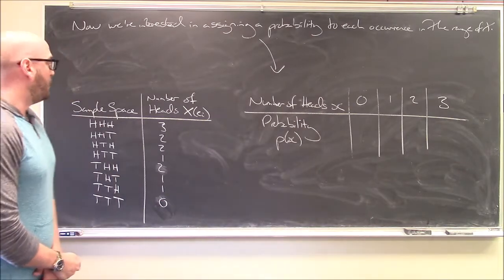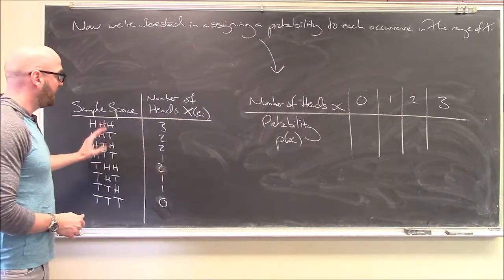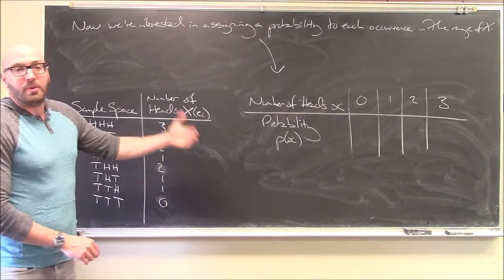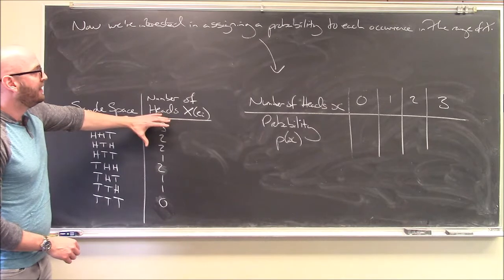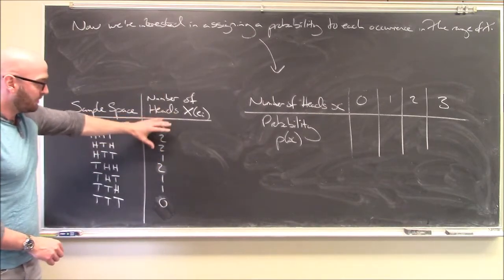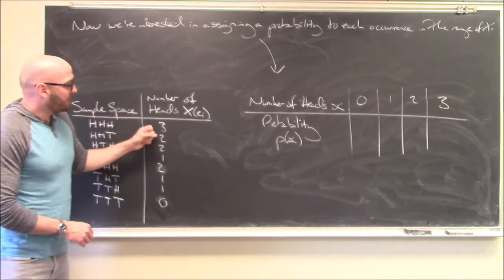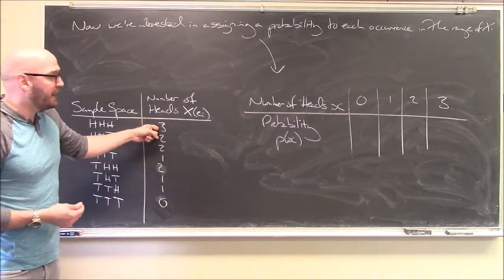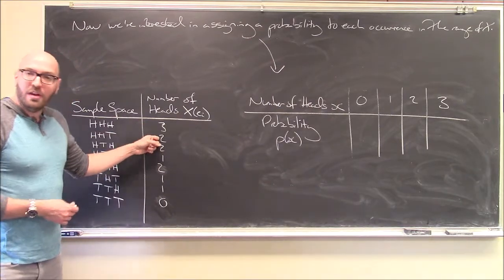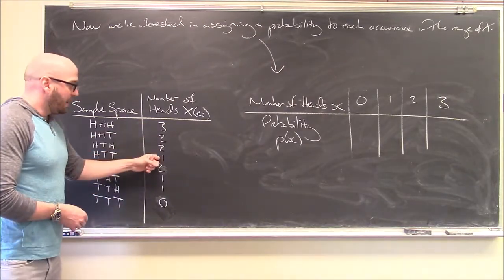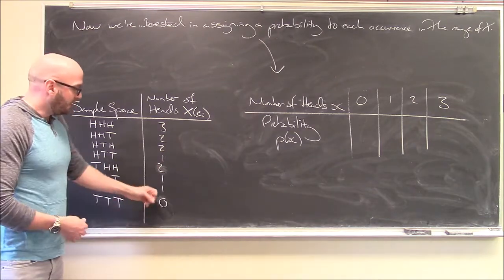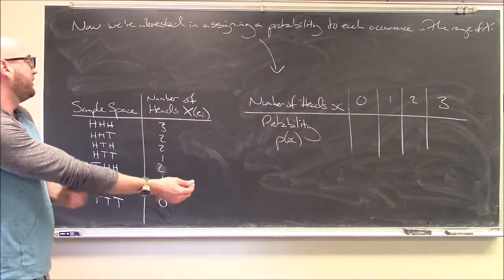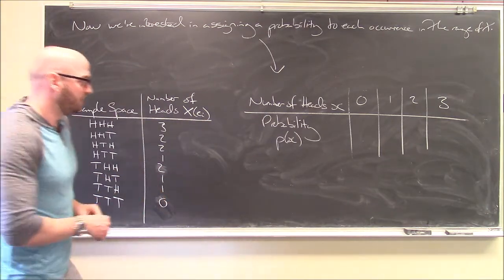Alright, next up, what do I want to do? Now I've got this random variable that assigns to each outcome the number of heads in the outcome. Next, I want to assign a probability to each of these occurrences in the range of this random variable. So I want to assign a probability to the outcome of 3. What's the probability of getting 3 heads? I want to assign a probability to 2. What's the probability of getting 2 heads? Probability to 1, what's the probability of getting 1 head, and 0? So this is what I have over here. I have a table that's going to keep track of this information for us, at least.